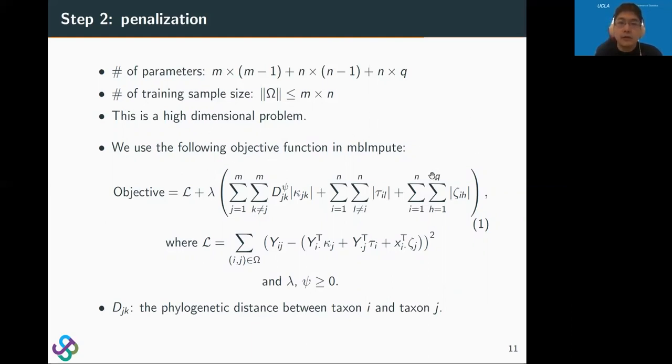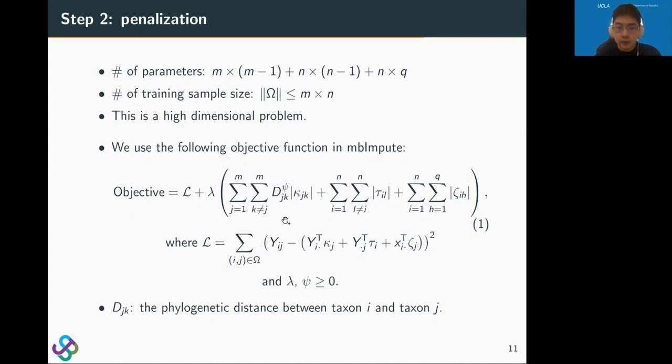And so we will use the following objective function in our mbImpute. You can think of it as a lasso regression. We have employed a squared loss plus the L1 penalties. And I want you to keep in mind that kappa j, as I have shown in the last slide, borrows information across taxa.